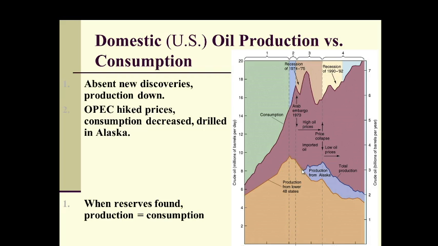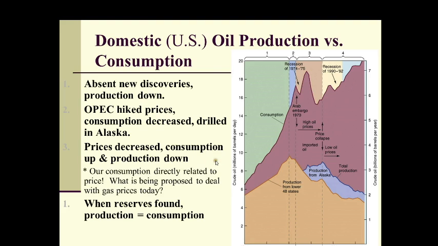OPEC hiked prices. Consumption decreased, which is here, which inspired us to go look for a different source. So we started looking at Alaska. When we were able to produce in Alaska, that gave us a peak in consumption because prices went down again. Our consumption is directly related to price. So what are we doing today to deal with gas prices? What are we doing?